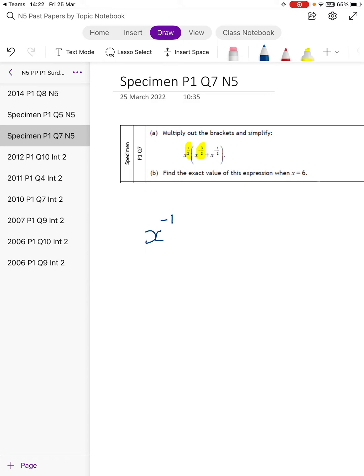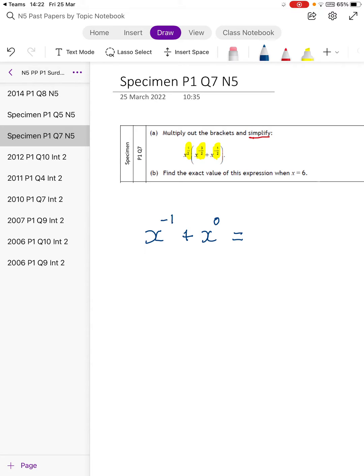And then for the second term, we've got the half at the front and we've now got negative a half at the end here. So when we do adding powers there, a half add negative a half gives us power 0. So we get x to the minus 1 plus x to the 0. And it asks us again to simplify that for our next mark.